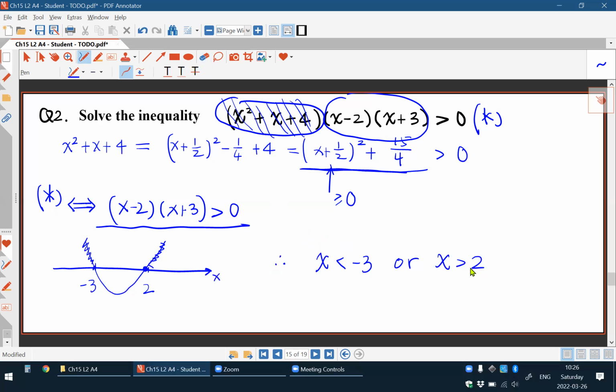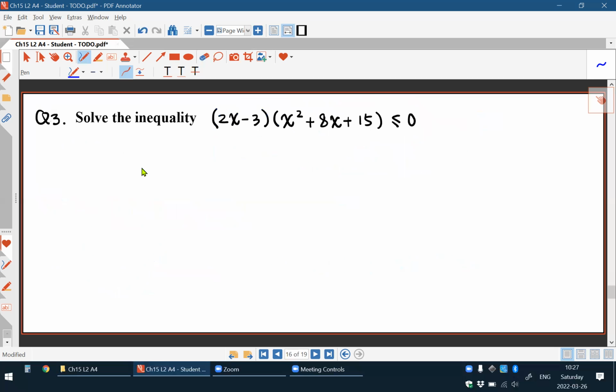Okay. And what is the takeaway here? The takeaway here is if you see any part of the left side is not factored, first of all, try to think whether this part is always greater than 0 or always less than 0. If it's always greater than 0 or less than 0, then you can try to eliminate it by dividing both sides by this expression, right? To simplify the original inequality to a much simpler one. Okay.